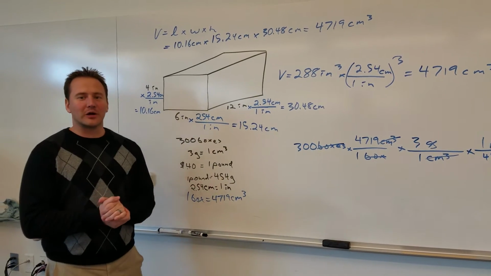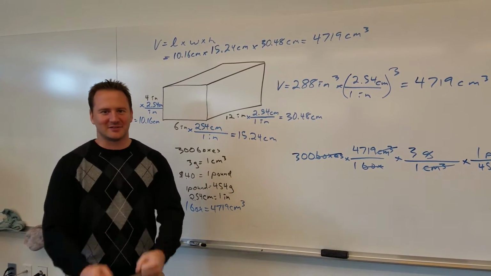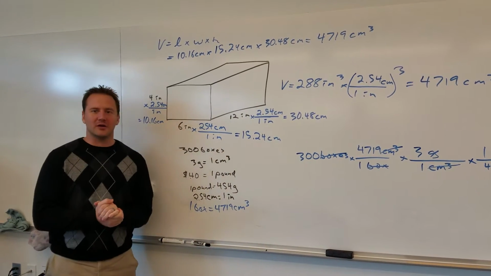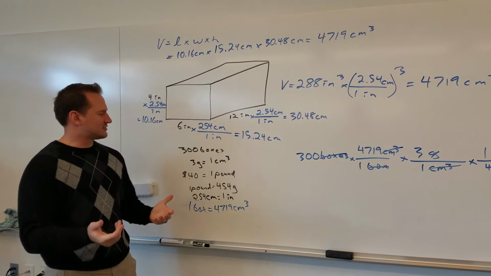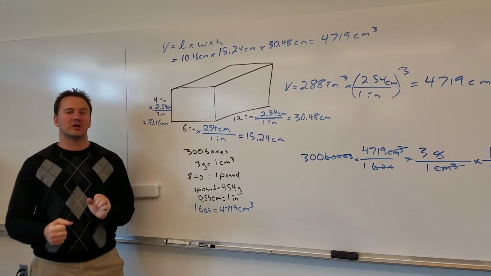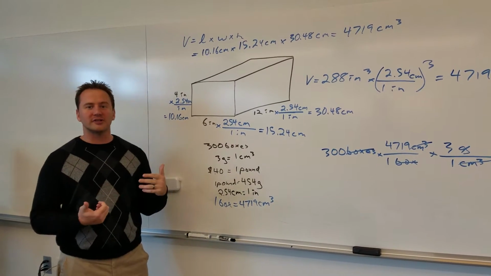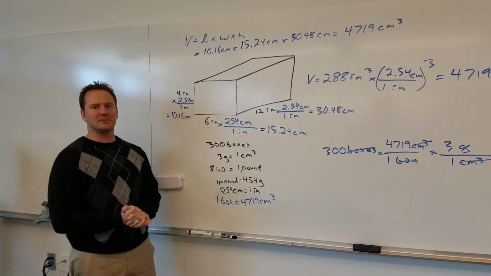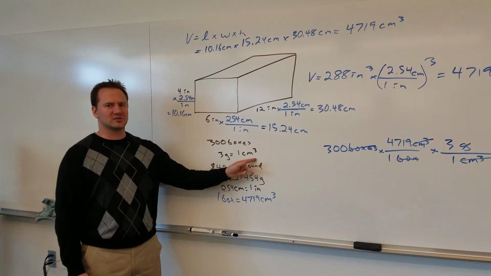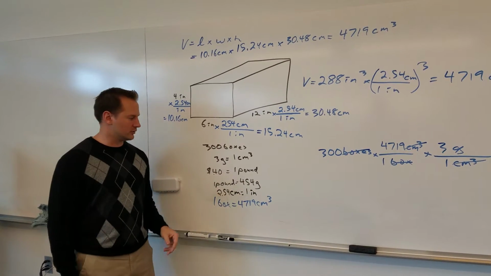All right, now we're going to approach some three-dimensional analysis. So the problem I'm doing here is about shipping. We're shipping 300 boxes, and each of these boxes has a density of 3 grams per cubic centimeter. And each box has the dimensions of 4 inches by 6 inches by 12 inches. So not in the same units. My density is per cubic centimeter. My box is measured in inches. What am I going to have to do?